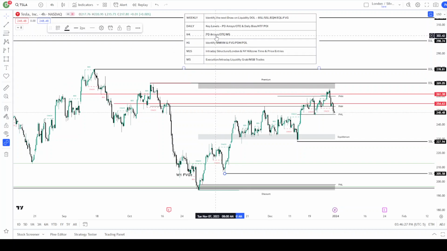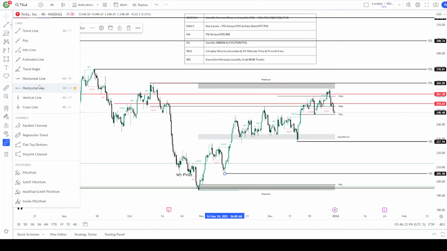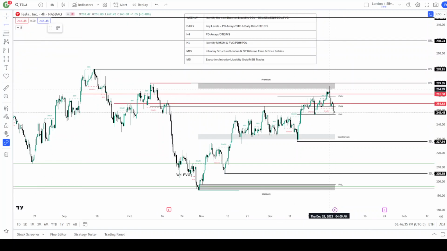we'll start with PD arrays, right? I think I got everything I mostly want. I will throw one more premium array on from just the most recent high.